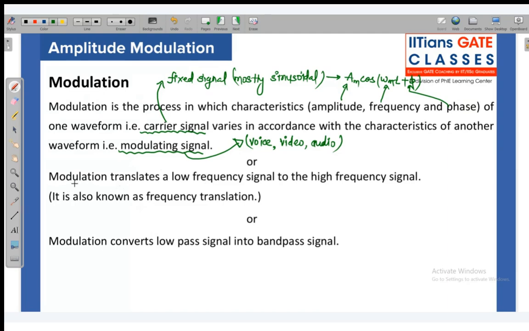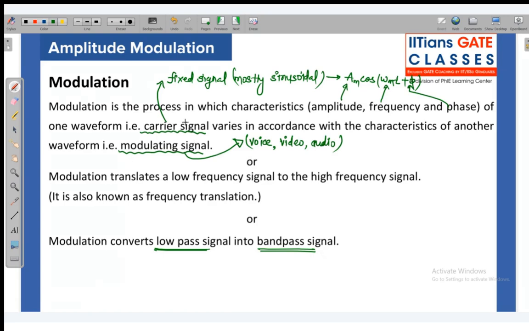Now, there is another alternative definition of modulation. Modulation translates a low frequency signal to a high frequency signal. Whenever you perform modulation, it converts your low frequency signal into a high frequency signal. That is known as frequency translation. And when you perform modulation, it also converts your low pass signal into a band pass signal. So these are the different ways to define modulation.